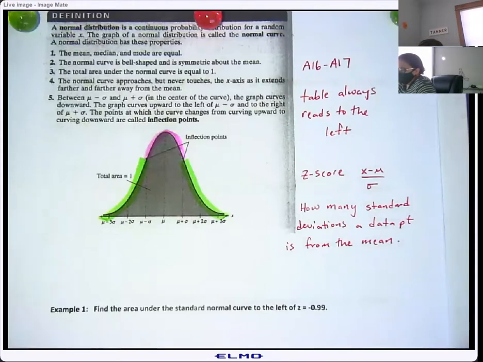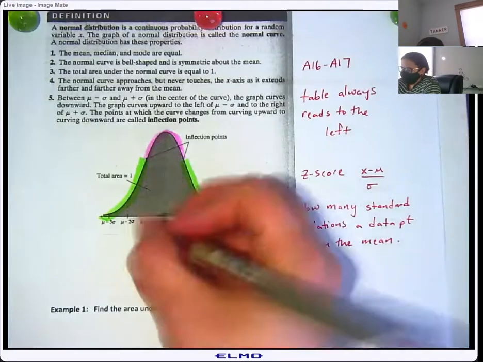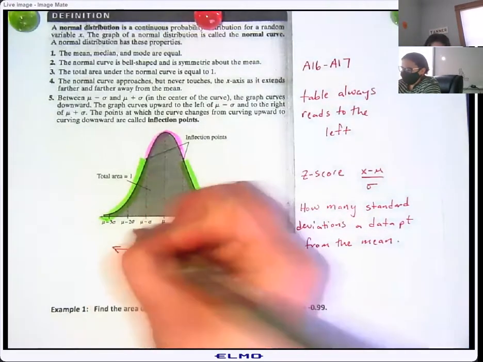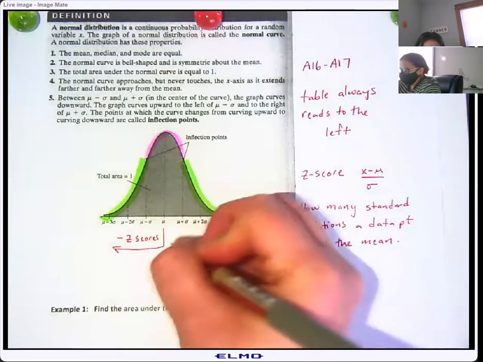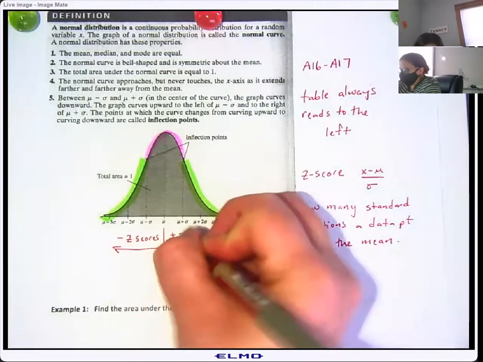Okay. So over here on the left side are negative z-scores because they're below the mean. And over here are positive z-scores because they're above the mean.